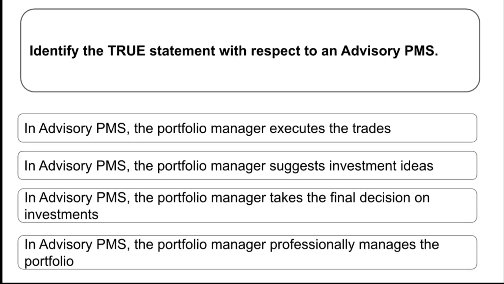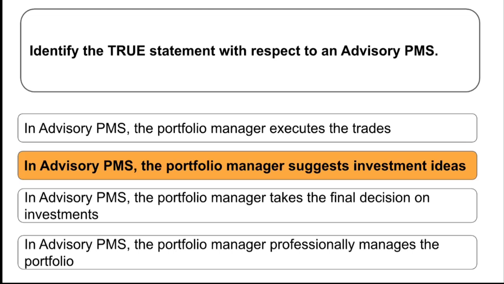Identify the true statement with respect to advisory PMS. Options are A, in advisory PMS, the portfolio manager executes the trade. B, in advisory PMS, the portfolio manager suggests the investment ideas. C, in advisory PMS, the portfolio manager takes the final decision on investment. Option D, in advisory PMS, the portfolio manager professionally manages his portfolio. The correct answer is option B. In advisory PMS, the portfolio manager suggests the investment ideas.